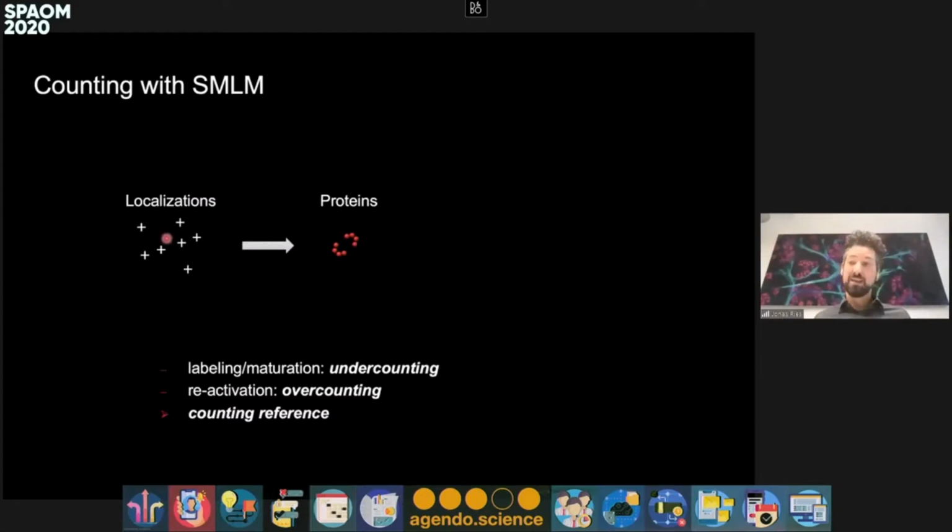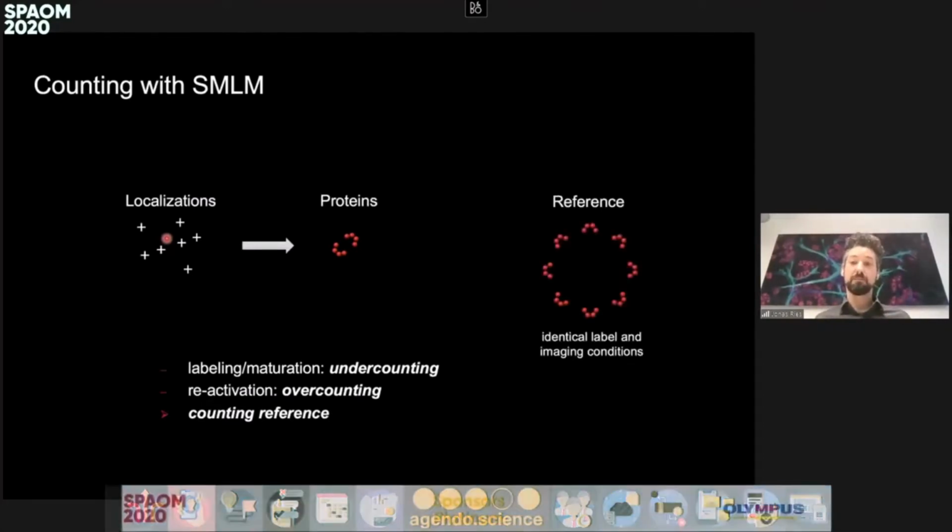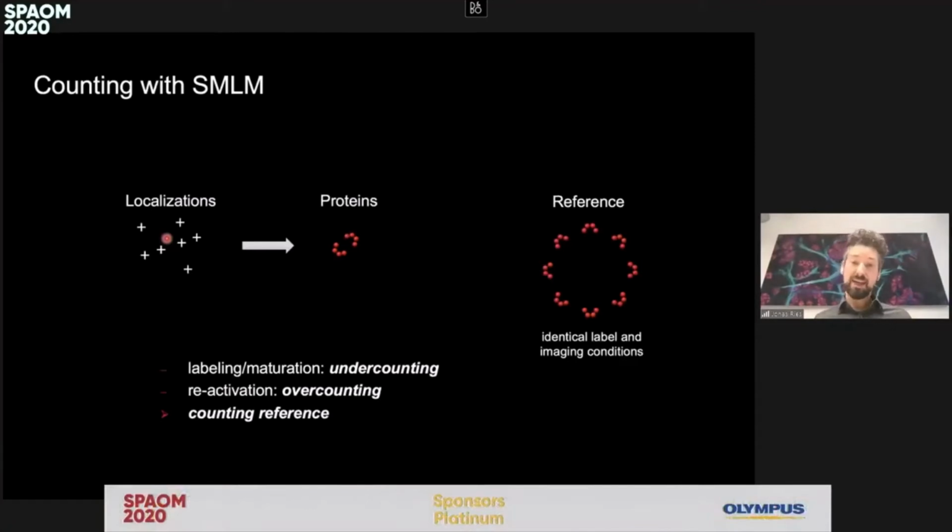On the other hand, basically all the fluorophores that we use have a tendency to be activated not only once, but also maybe a second time, and this leads to overcounting. Now, there's one approach that is insensitive to these two artifacts, and this is counting using a counting reference standard. Such a reference is a complex with a known stoichiometry that we label with precisely the same label as our unknown complex and image under identical conditions, because then we can directly calculate the stoichiometry of the target complex from the relative number of localizations.